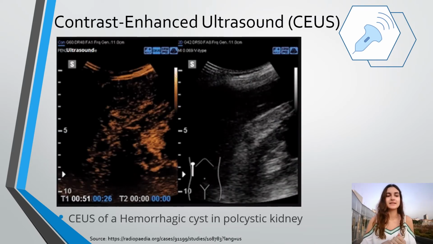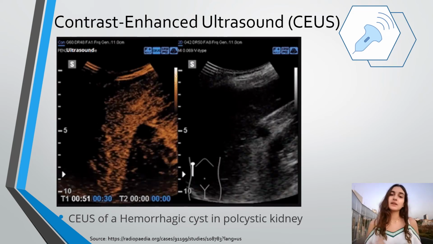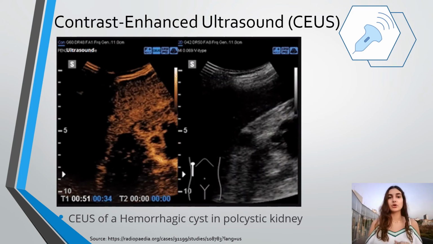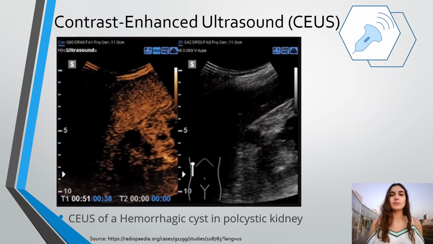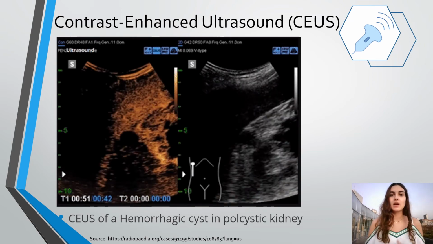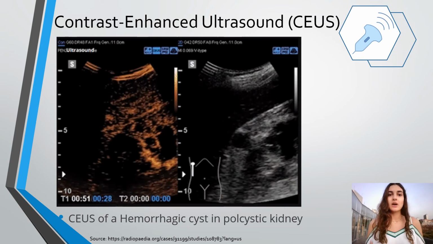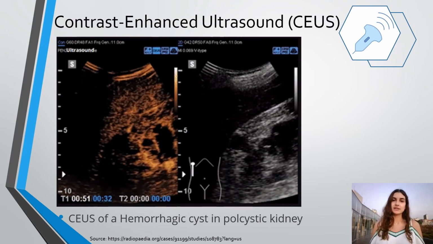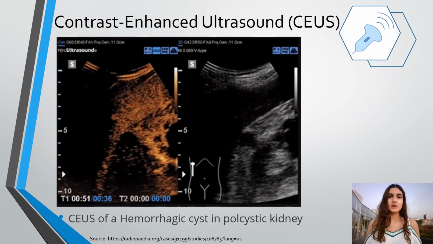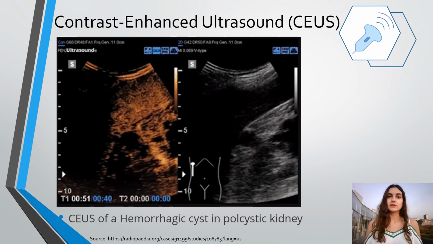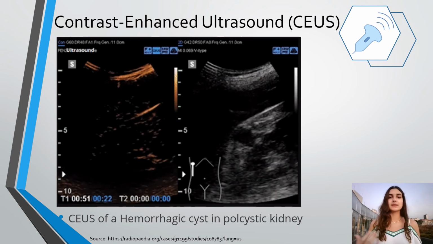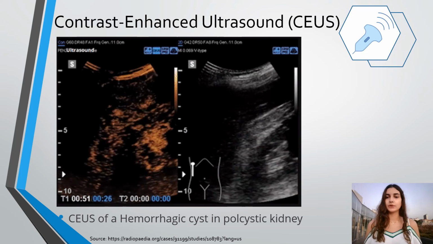Now, CEUS is performed by injecting intravenous contrast agents made of microbubbles of gas. Microbubbles have a strong echogenicity. Because of this difference between the gas and the body's soft tissues, CEUS enhances the ultrasound backscatter of the waves, resulting in a better contrast. So CEUS can be used to visualize blood circulation and flow in organs.